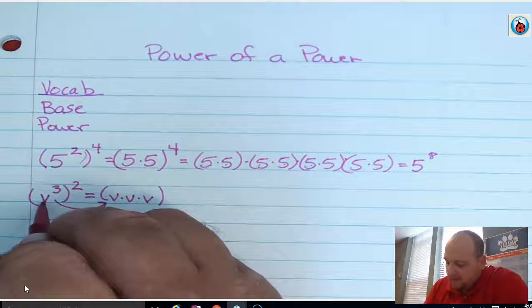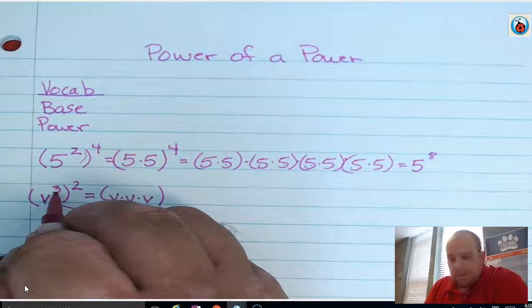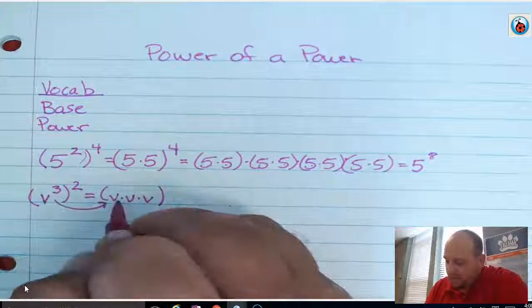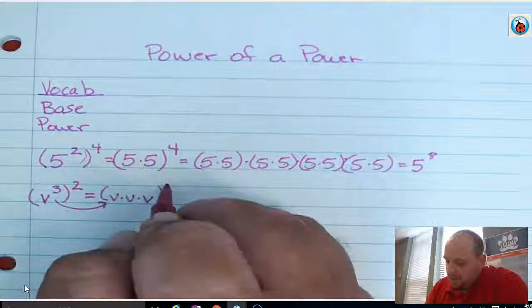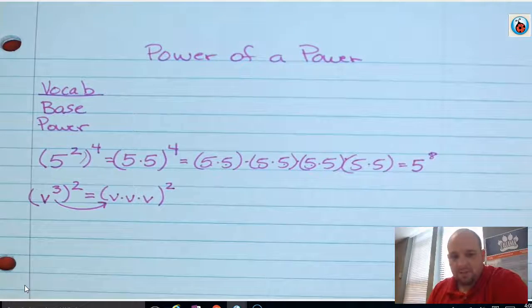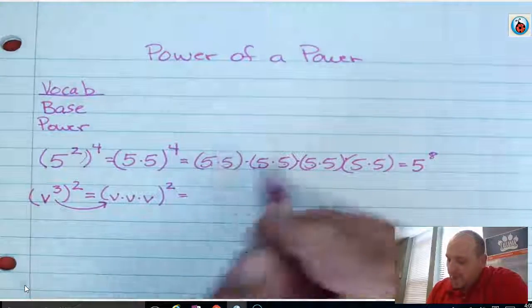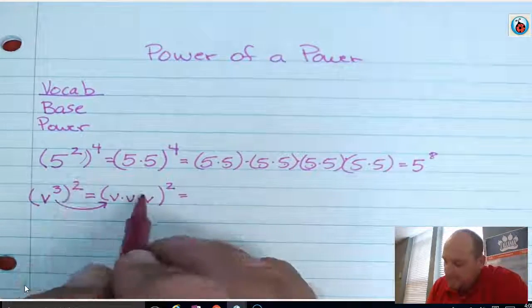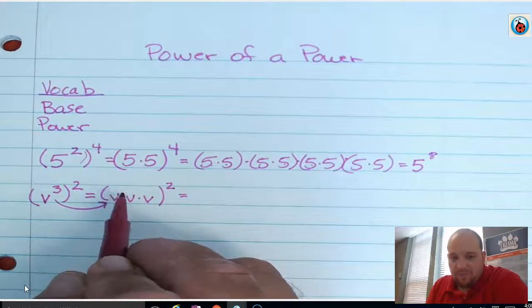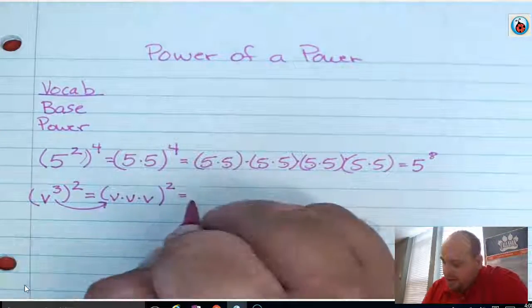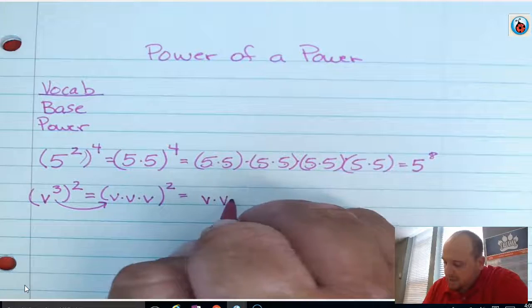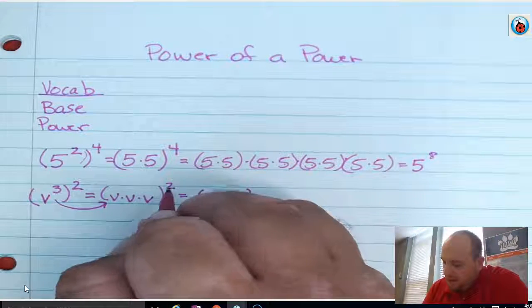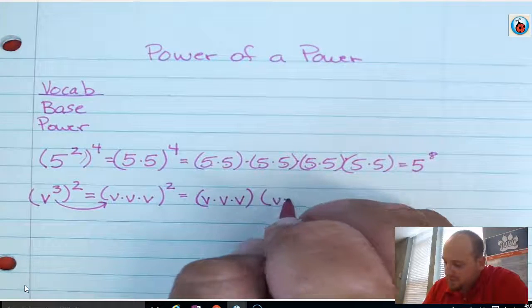How I got that is because v is my base. 3 lets me know how many times I'm multiplying v. So that's why I wrote 3 v's. And notice that I'm going to keep the exponent 2 on the outside of the parentheses. So now this 2 indicates how many times I'm going to write this v times v times v. So I'm going to write it 2 times. So I'm going to write v times v times v, and I need to write it a second time because that's what the exponent is telling me to do.